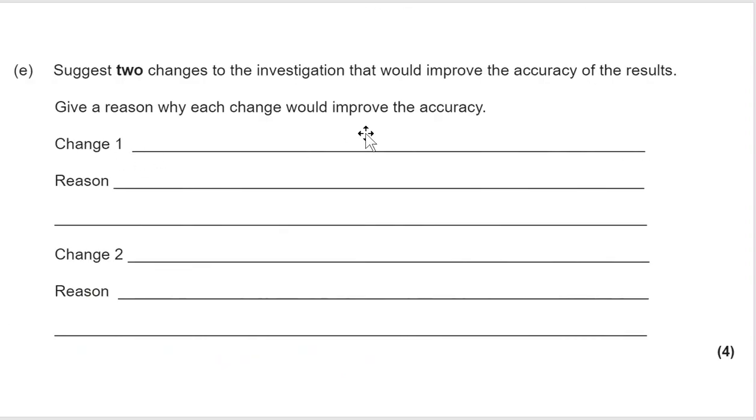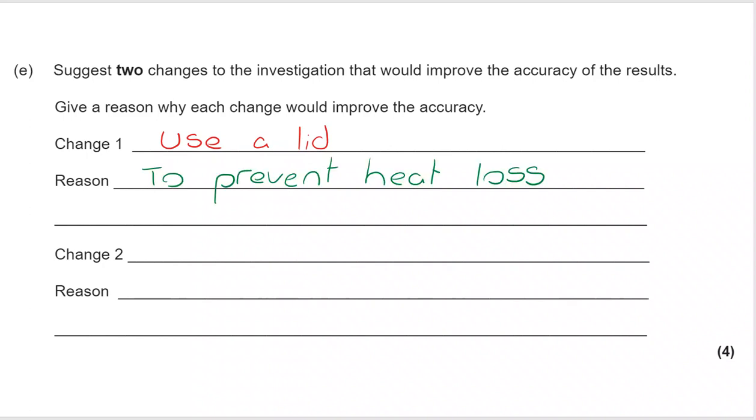Suggest 2 changes to the investigation that could improve the accuracy of the results. The first one, use a lid. And if you do use a lid, what that does is prevent heat loss. The alternative thing that you could do, if you go back to the method, it tells you to do 1 gram and then do with 2 grams, 3 grams, 4 grams, 5 grams.